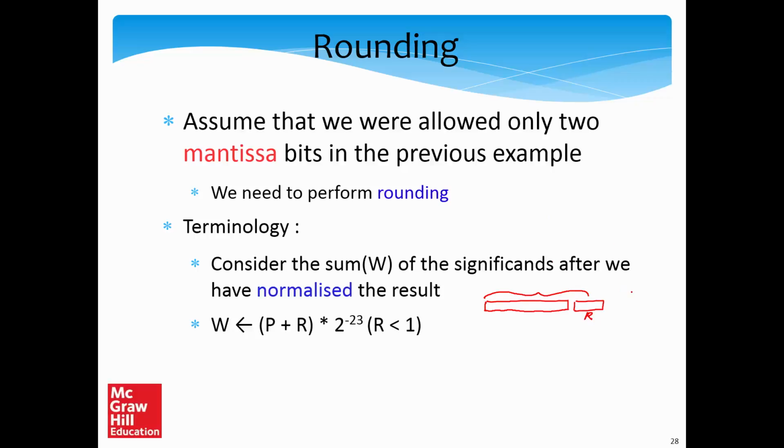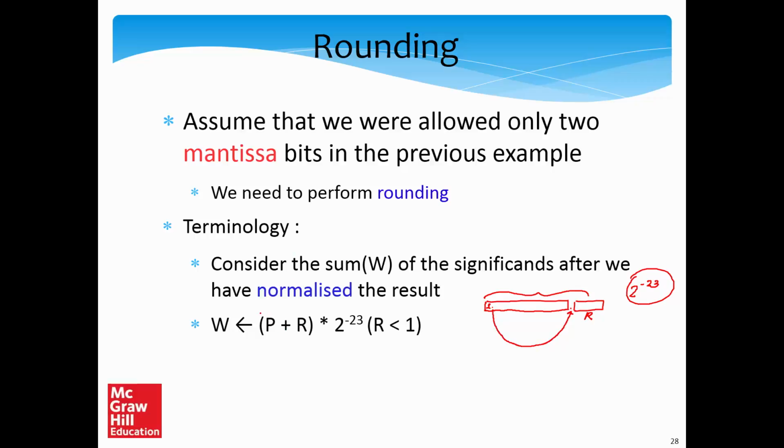See, if I take 2 to the power minus 23 out, then pretty much what happens is that the decimal point, since the significand was of the form 1 point something, is going to move from this point to this point.